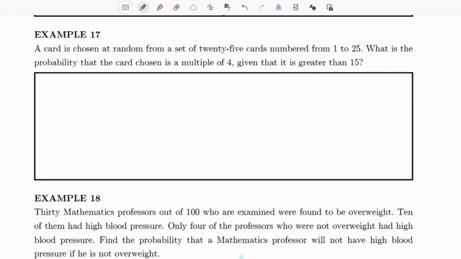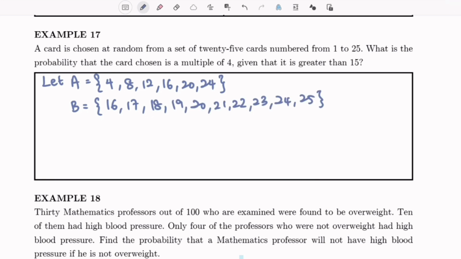A card is chosen at random from a set of 25 cards numbered from 1 to 25. What is the probability that the card chosen is a multiple of 4 given that it is greater than 15? So let A be the event of choosing a multiple of 4: 4, 8, 12, 16, 20, 24. And let B be the event of getting a number greater than 15. So 16, 17, up until 25.